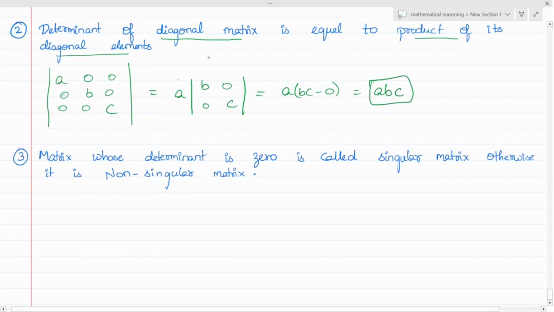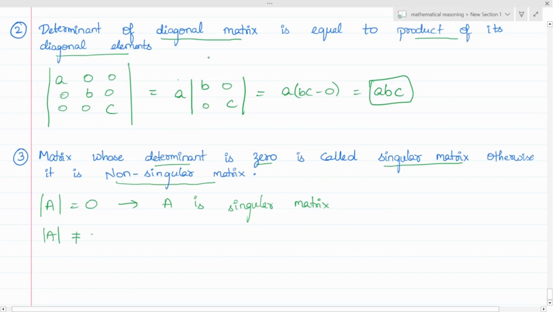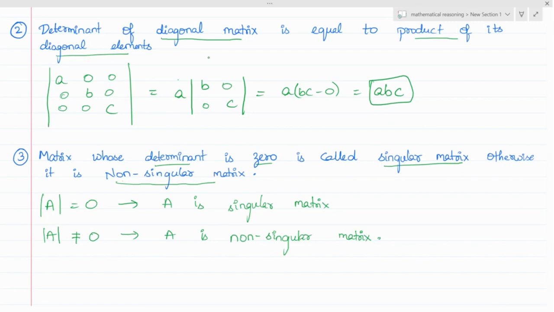The third important result is a matrix whose determinant is 0 is called a singular matrix. Otherwise, it is called a non-singular matrix. For example, if a matrix A is there and its determinant is 0, then this matrix A is called a singular matrix. If determinant of A is not equal to 0, then A is called a non-singular matrix. So these are the 3 important results you need to remember.